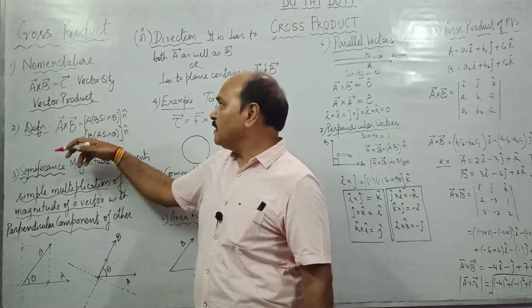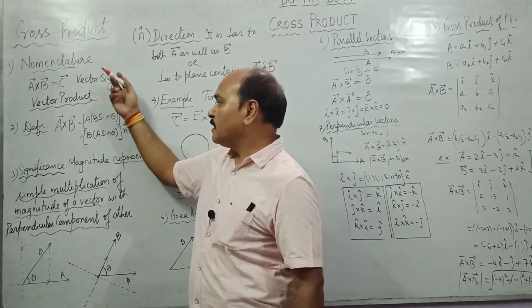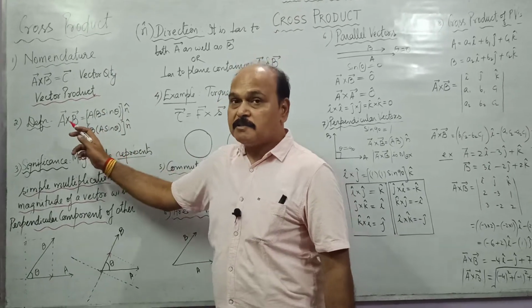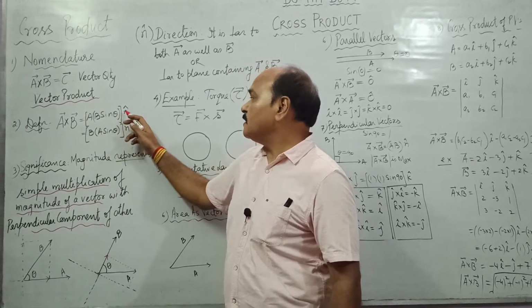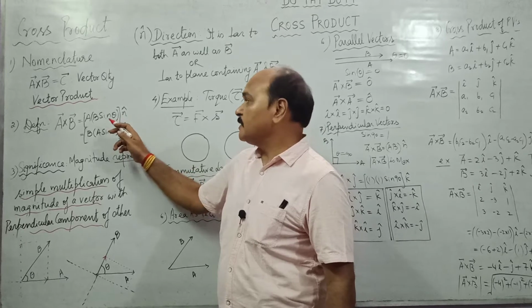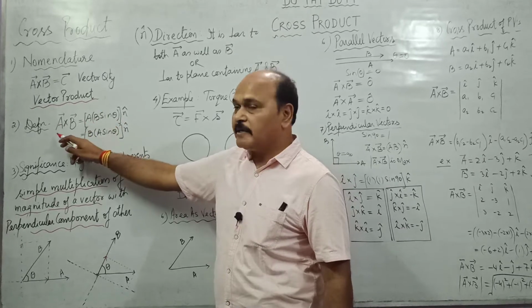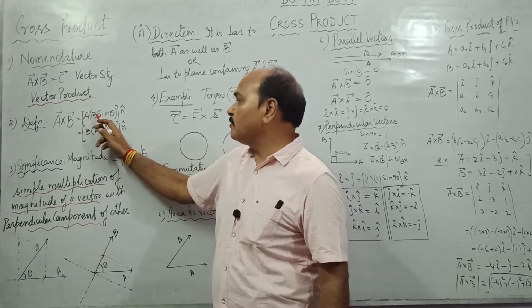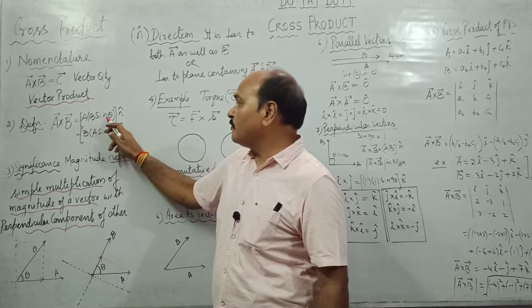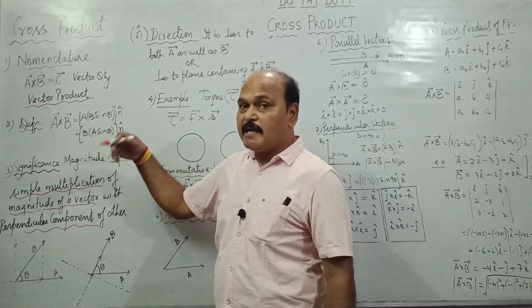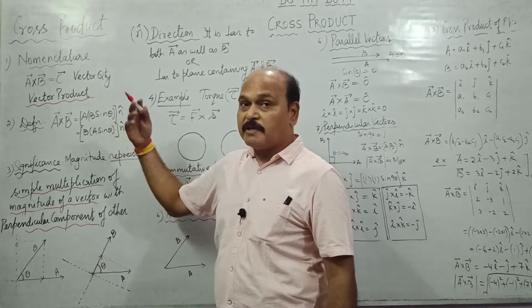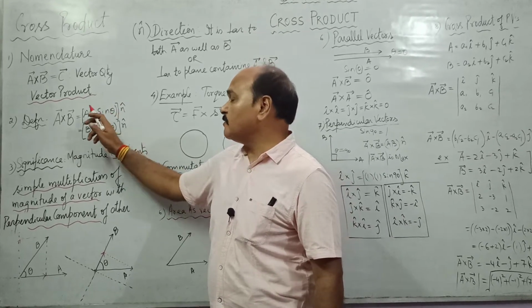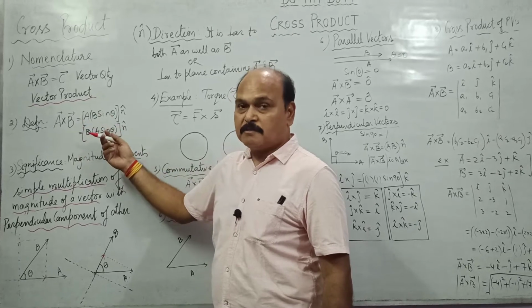What is the mathematical definition of cross product? A cross B is A B sine theta into n cap. This A is the magnitude of vector A, this B is the magnitude of vector B, and theta is the angle between A and B. And what is this n cap? This n cap is the unit vector which represents the direction of the A cross B vector.